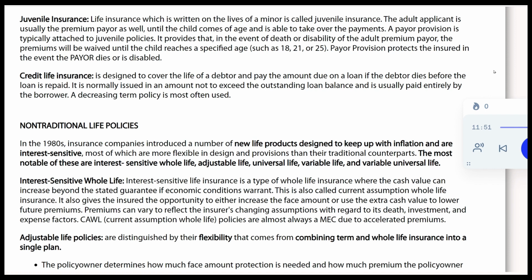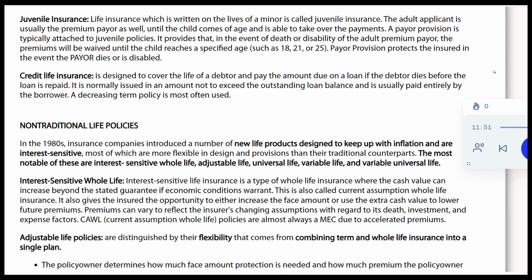Credit life insurance is designed to cover the life of a debtor and pay the amount due on a loan if the debtor dies before the loan is repaid. It is normally issued in an amount not to exceed the outstanding loan balance and is usually paid entirely by the borrower. A decreasing term policy is most often used.